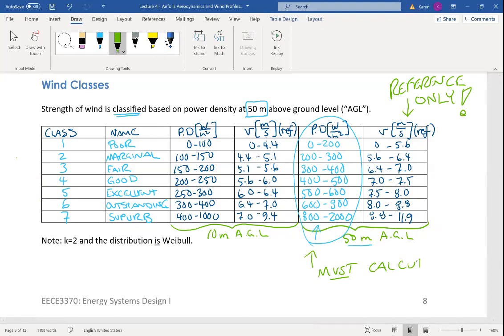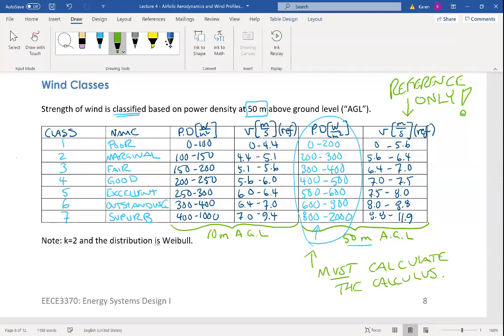What you have to do is you must calculate. You must gather data. You must figure out your distribution. You must find your values of K and A. You must calculate the calculus, which is beyond the scope of this course, so we will not.